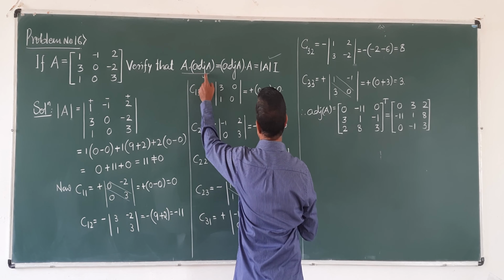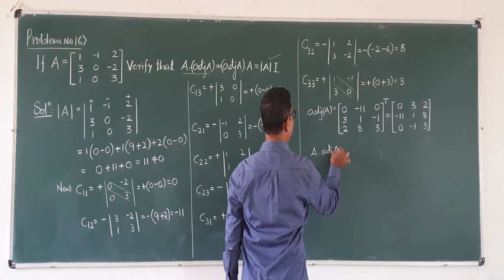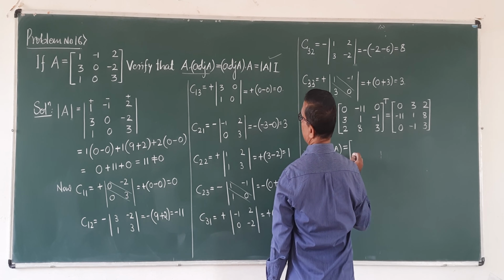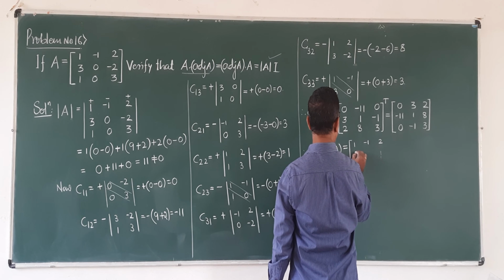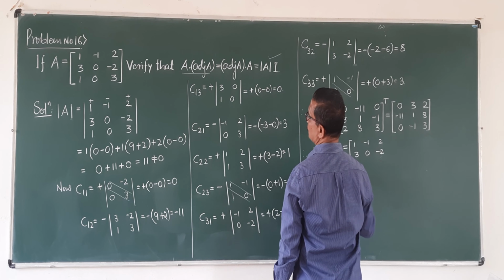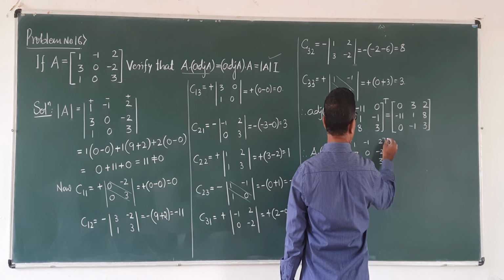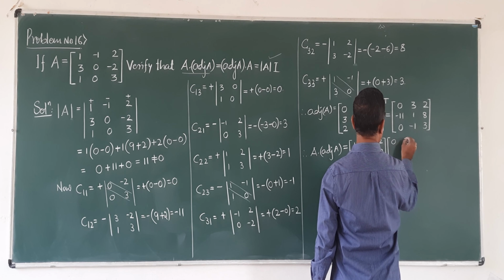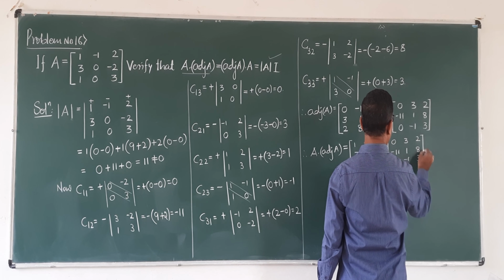Now, to prove that A into adjoint of A, therefore, A into adjoint of A is equal to the matrix A, which is 1, minus 1, 2; 3, 0, minus 2; 1, 0, 3, times the adjoint of A matrix, which is 0, 3, 2; minus 11, 1, 8; 0, minus 1, 3. Correct?